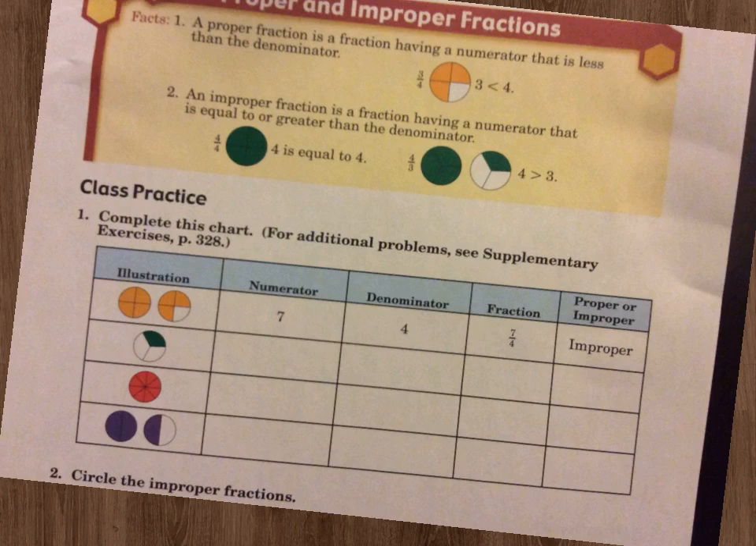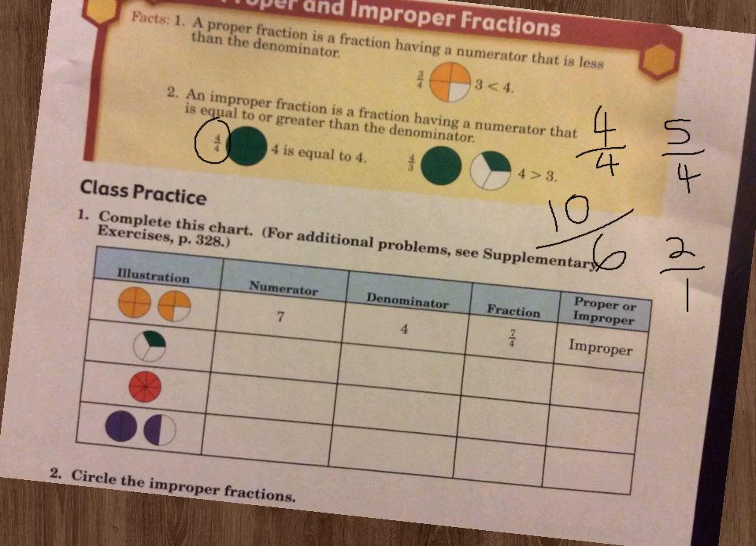Now, fact 2 says an improper fraction is a fraction having a numerator that is equal to or greater than the denominator. So they're saying if it's equal, if you have 4 over 4, that's an improper fraction. Or anytime that the bigger number is on top, that also is going to be an improper fraction. All of these are examples of improper fractions. So simply put, an improper fraction has a bigger number on top. Also, you got to remember if it's equal, then it's improper as well.